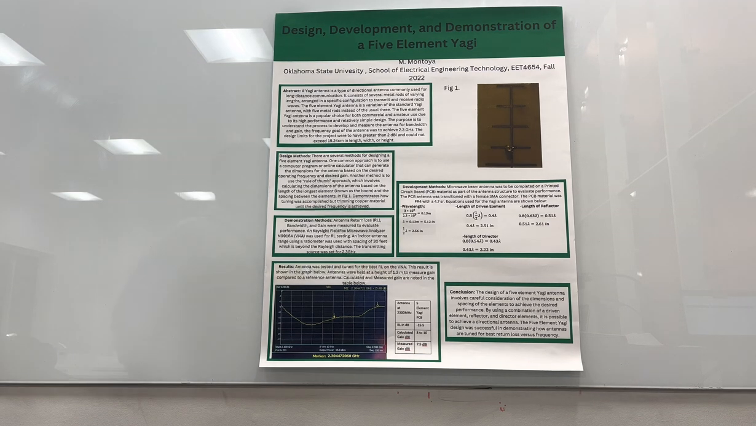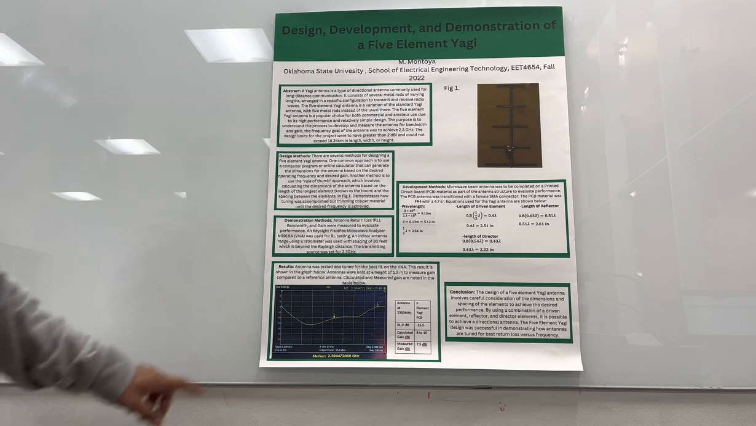Demonstration method: the antenna return loss, RL, bandwidth, and gain were measured to evaluate performance on a Keysight FieldFox microwave analyzer. It was used for RL testing and an indoor antenna range using a ratio meter. It was used in the space of 30 feet, which is beyond the Rayleigh distance. The transmitting source was set for 2.3 gigahertz. As a result, the antenna was tested and tuned for the best RL on the VNA. The result is shown on the graph below, which is right here.